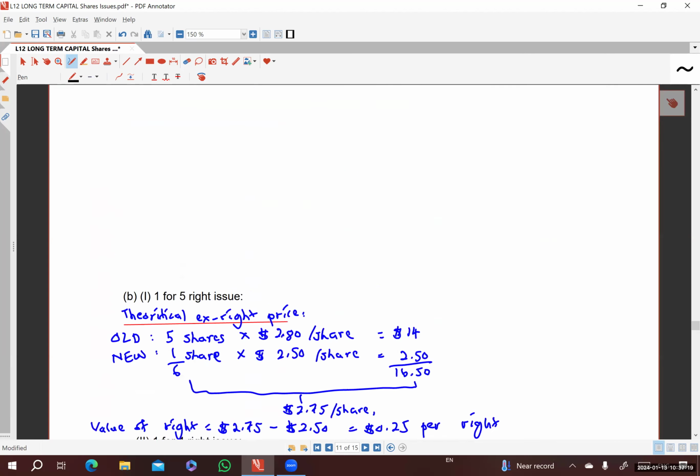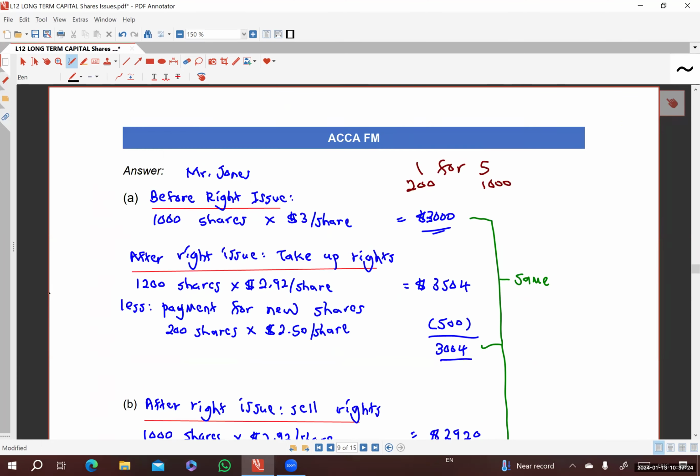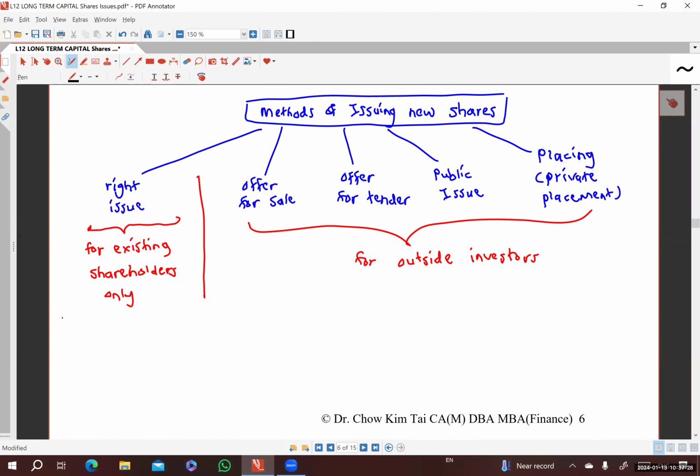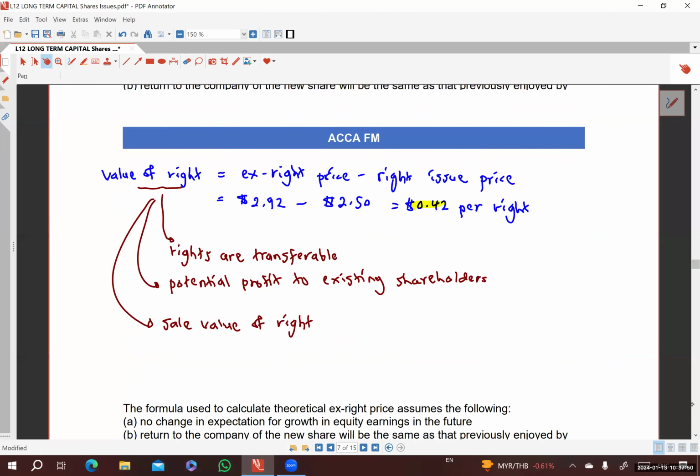Okay, besides rights issues, other methods of issuing shares, you just need some basic awareness. What are they? Some basic discussion only. All these target new investors outside the company. Offer for sale, public issue. The difference between these two. I have all of them down here.